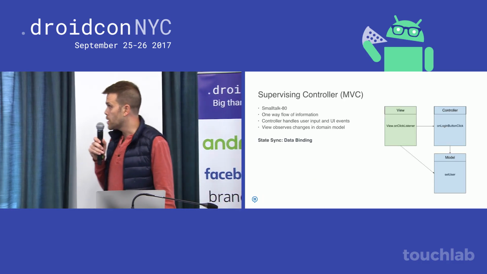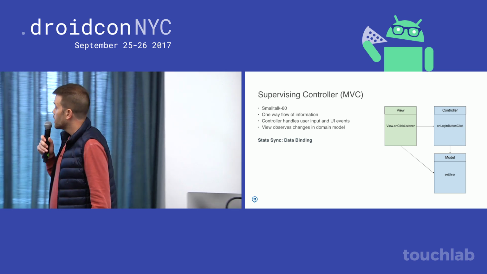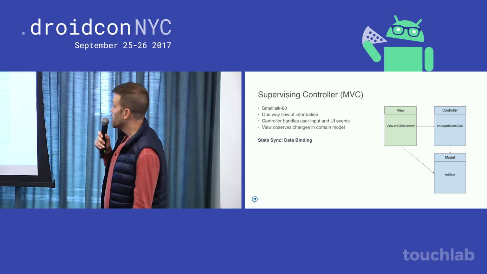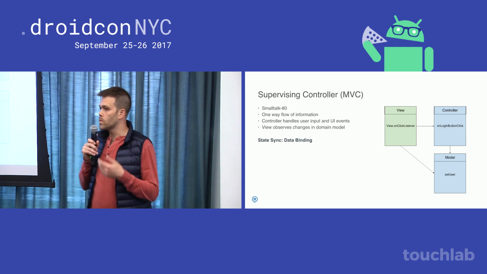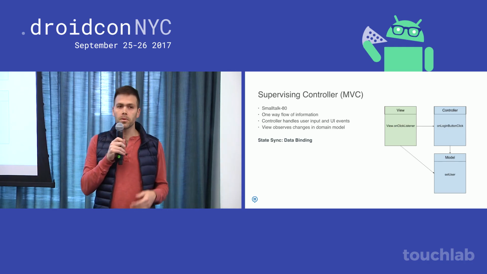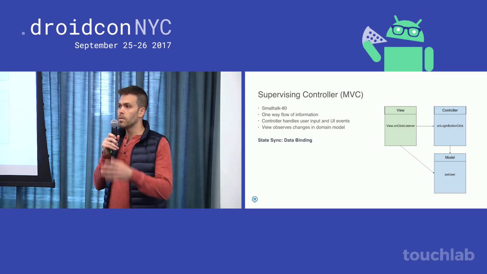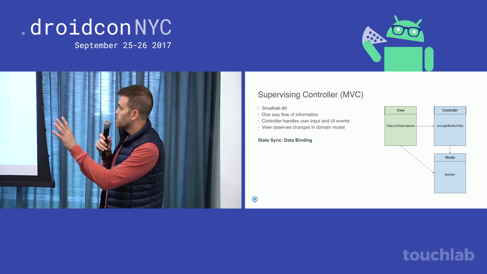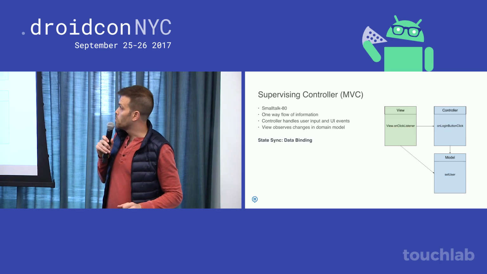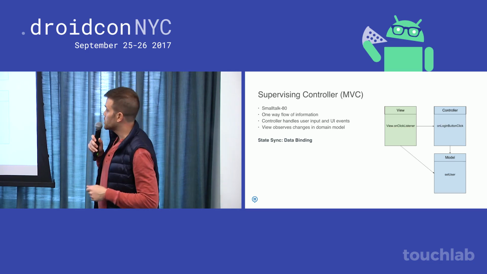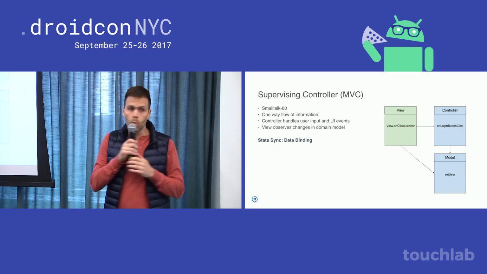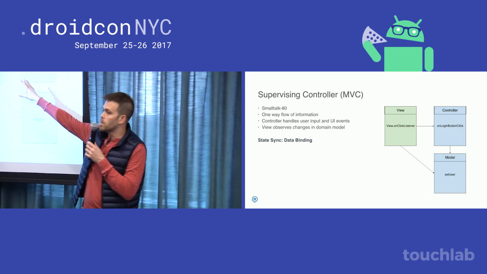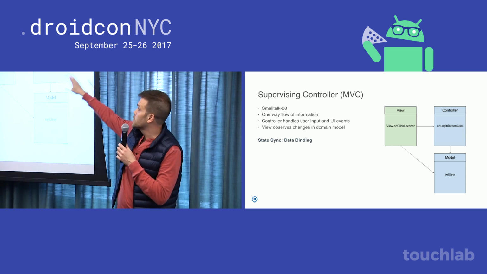So the first one I want to talk about is supervising controller, or what is probably most commonly referred to as MVC. And the pattern MVC, or the architecture of MVC, first became popular with Smalltalk in the 80s, and then went on to become the basis for some of the ideas behind Objective-C and iOS. That's another talk for another event. But really, for me, what characterizes classic MVC is the idea of a one-way flow of information. So the view simply listens for user input and then passes that on to the controller.